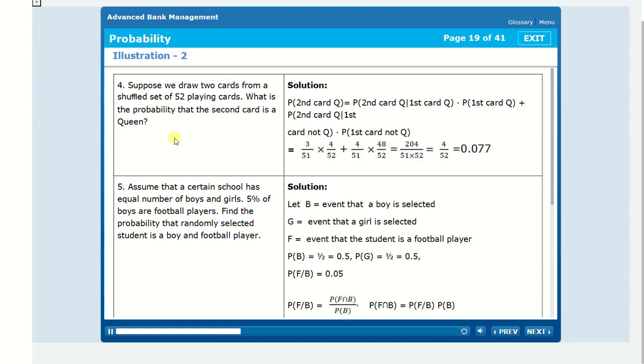Solution. 6. Susan took 2 tests. The probability of her passing both tests is 0.6. The probability of her passing the first test is 0.8. What is the probability of her passing the second test given that she has passed the first test? Solution.